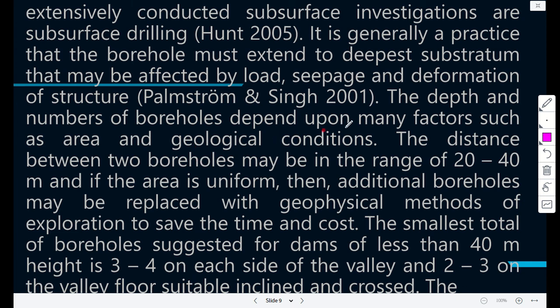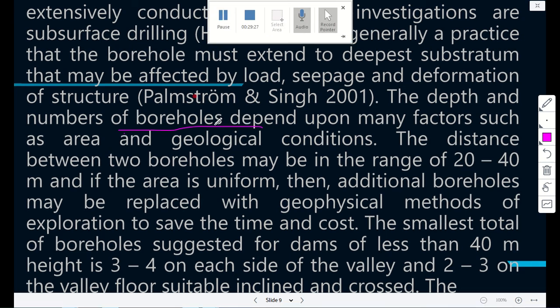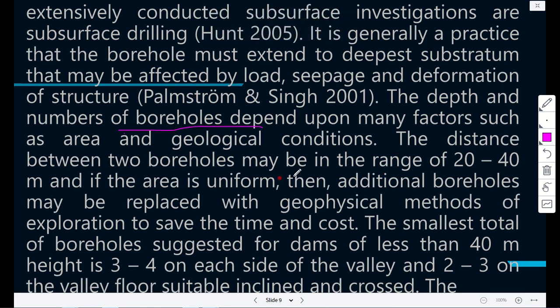The depth and numbers of boreholes depend upon many factors. So what I was telling you, especially the numbers, depend upon many factors, but one is that you have to make sure that the mapping will give you roughly the bigger picture, the overall overview of the area. The distance between two boreholes may be in the range of 20 to 40 meters, if the area is uniform. Also, the nature of the geological makeup of the area is important.